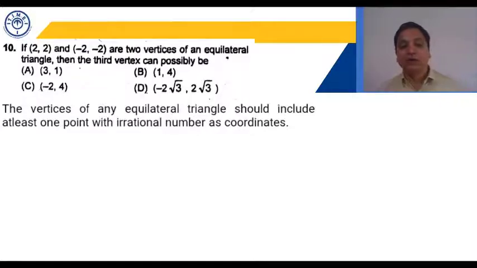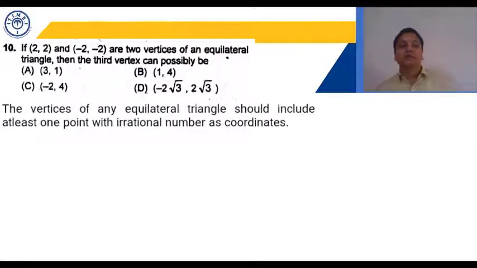I am reading it again word by word. The vertices of an equilateral triangle should include at least one point. Two vertices we already know: (2, 2) and (-2, -2). Both the vertices have rational coordinates. 2 and -2 are rational numbers. The vertices of an equilateral triangle should include at least one point with irrational numbers as coordinates. That means the third vertex has to be the one whose coordinates are irrational to form an equilateral triangle. That's a basic statement we have.